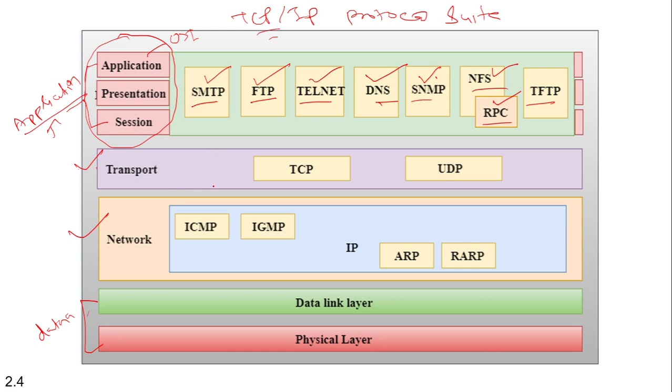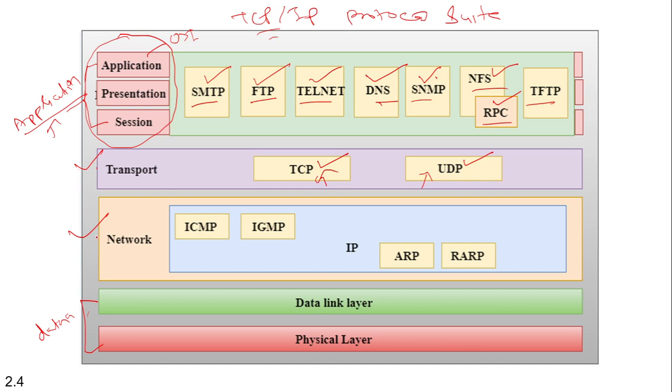Then we have the transport layer. In the transport layer, we have 2 different protocols: one is TCP, the transmission control protocol, and another is UDP, the user datagram protocol. TCP is connection oriented and UDP is connectionless. All these features we will explore in our future discussions.